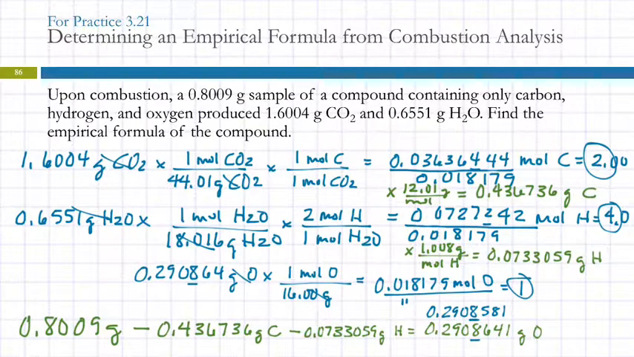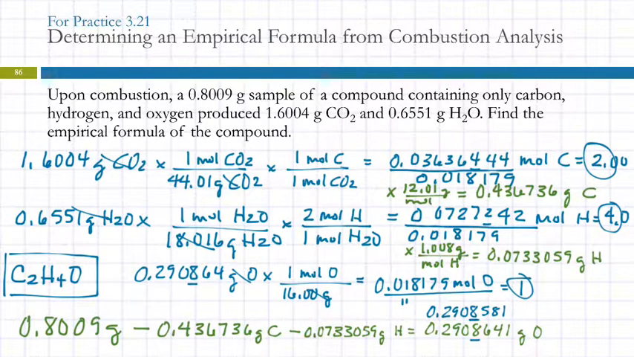Now, in terms of how you write out the formula, what order, I would just go with the order that they're mentioned in here. Carbon, hydrogen, and oxygen. So carbon is going to have a subscript 2, hydrogen has a subscript 4, and oxygen has a subscript of 1 that we don't actually write. Any questions?